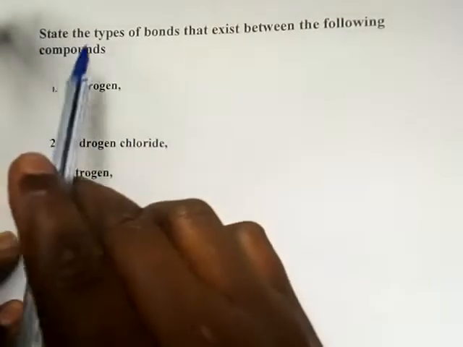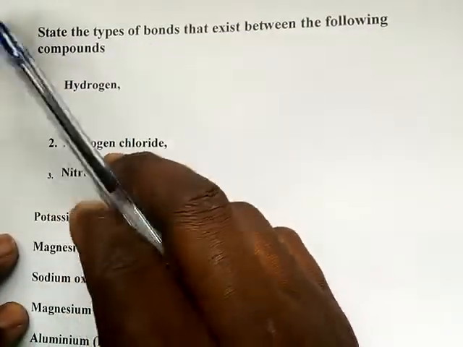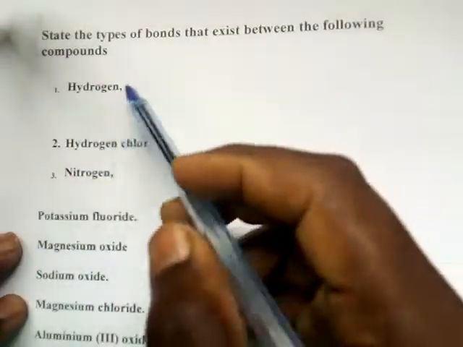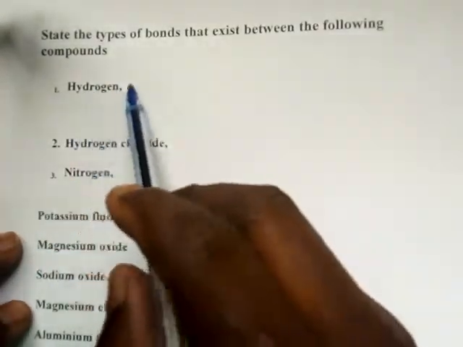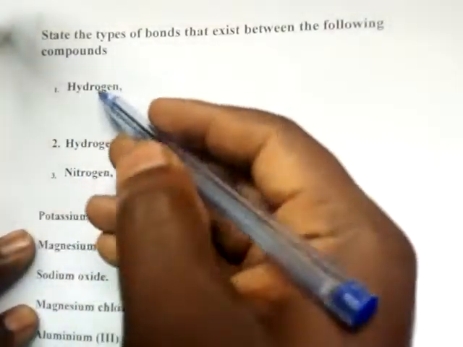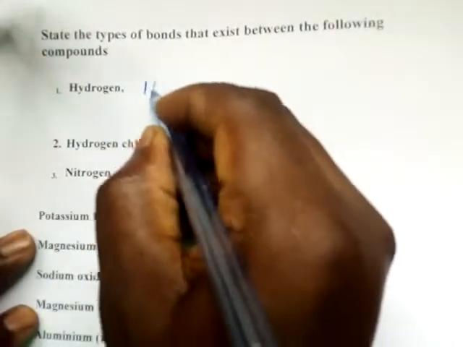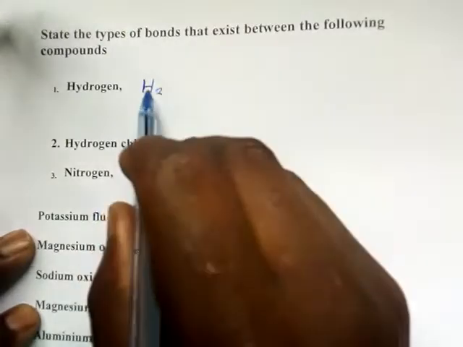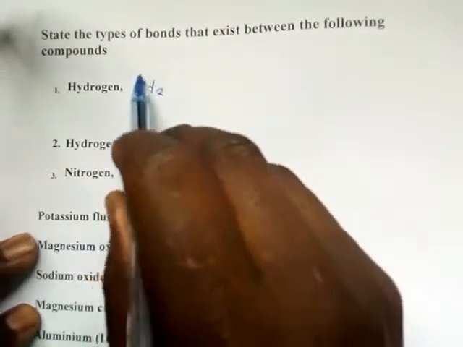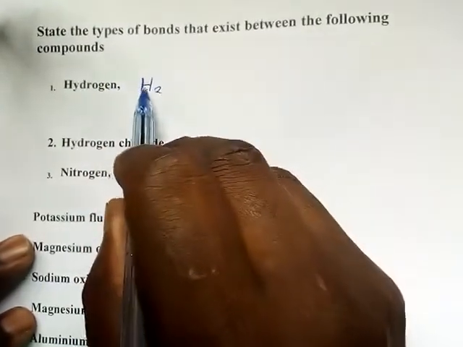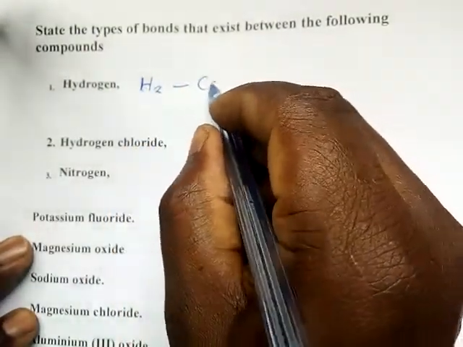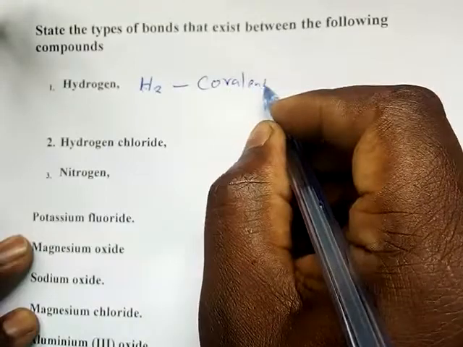State the type of bonds that exist between the following compounds. So we have the first compound, which is hydrogen. Once you have been given this, just write the chemical symbol of hydrogen. Then ask yourself, these are two nonmetals. If two nonmetals are combined together, then that one is a covalent bond.